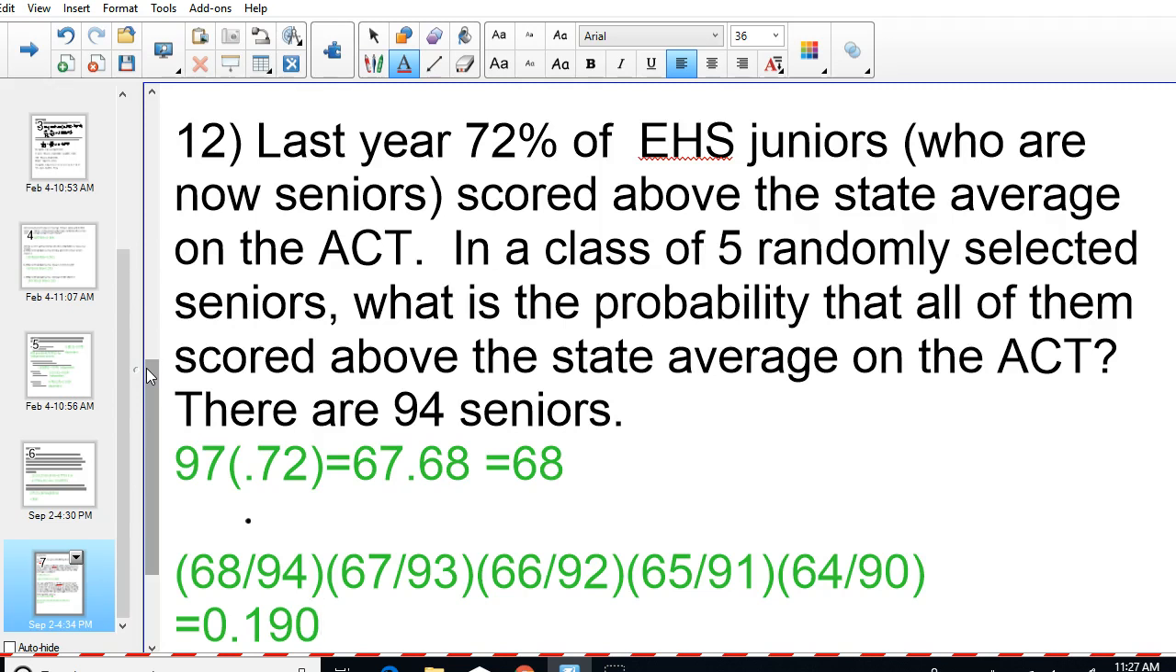Okay, questions? This is a lot like your independent probability. You just have to think about how it reduces each time you choose something.